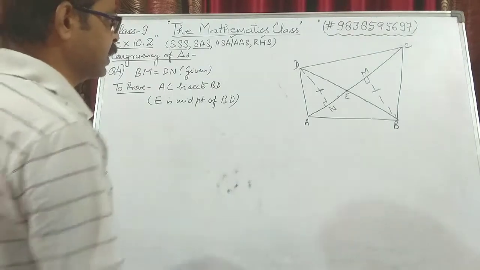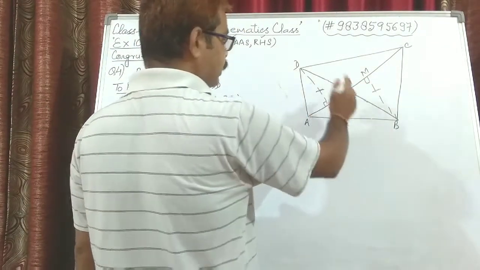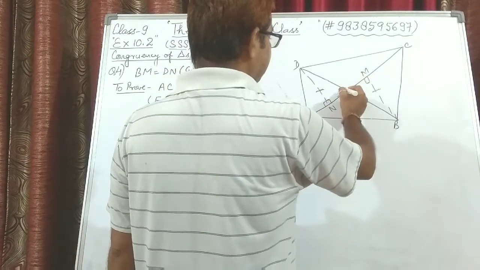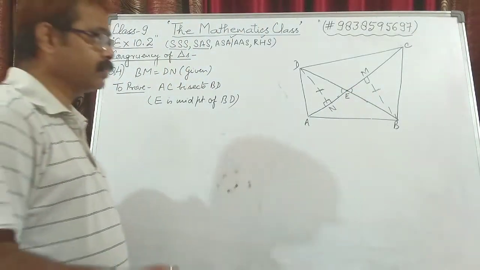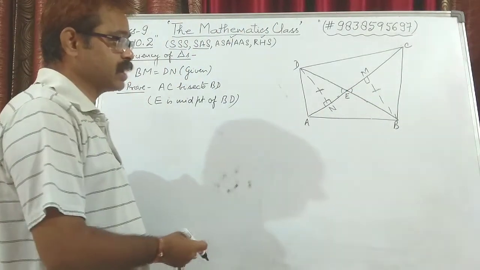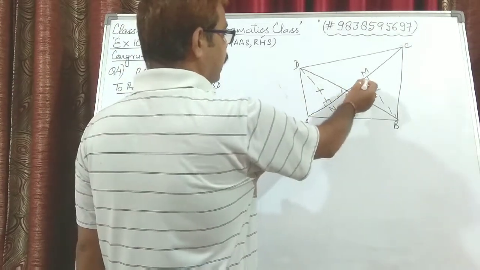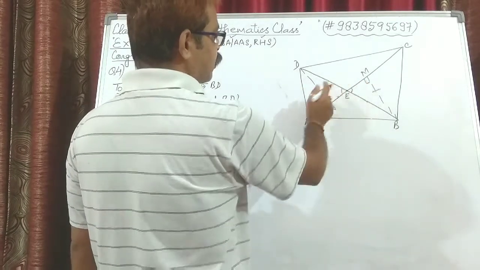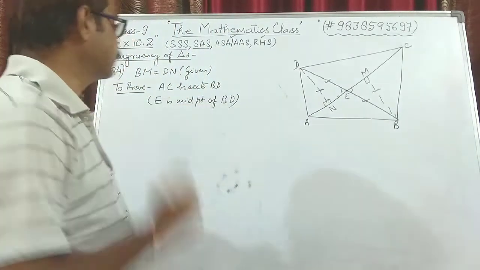This is what you have to prove. So what we can say, this and this side are equal, that is given. This is 90, so this also will be 90. So 90, 90, and these angles are equal because they are vertically opposite angles. Now you can see angle, angle, side. So by AAS these triangles will be congruent. If congruent, then this and this side will be equal by CPCT.